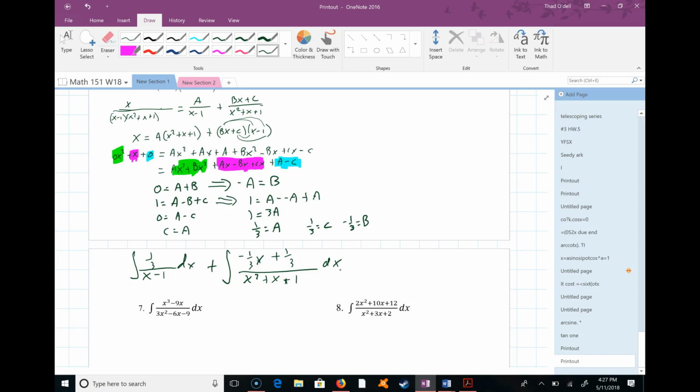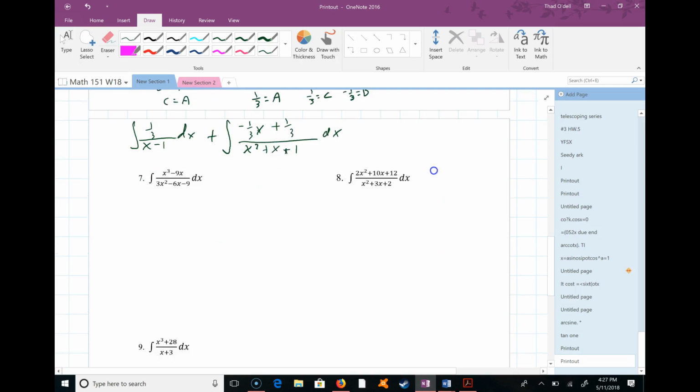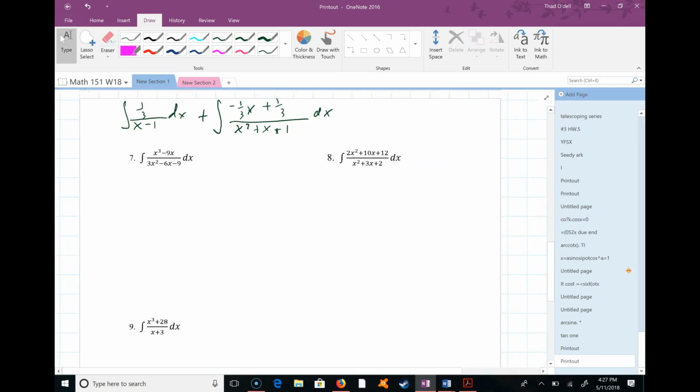And then you would integrate from there. And in the interest of time, I'm going to just set up the integrals. So we're going to go to number 7. Yeah, number 7. Again, we want to factor these.